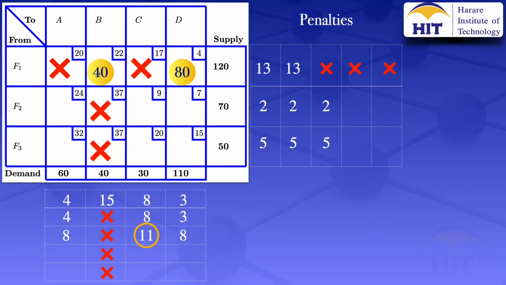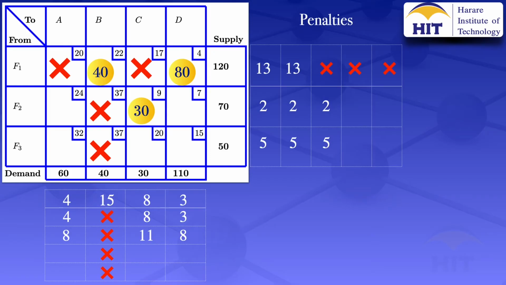And the 11 corresponds to column C. So we go to column C, then look for the least cost in that column, and that least cost there is a 9. So we have to allocate in the cell where we have that least cost. To see how much we can allocate, we look at the supply constraint, it's a 70. The demand constraint is a 30. So we allocate the minimum of 70 and 30, and that minimum is a 30. So we allocate 30 units in that cell.